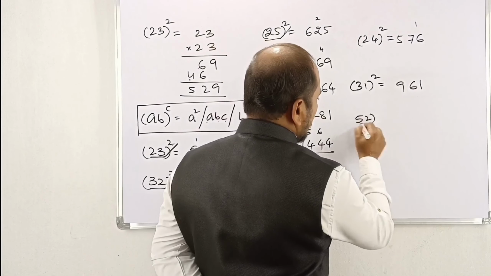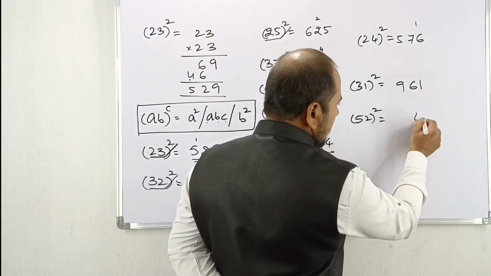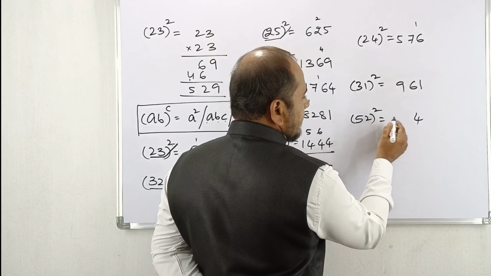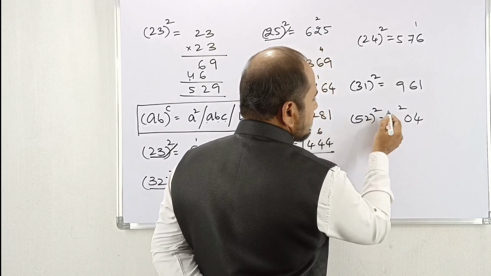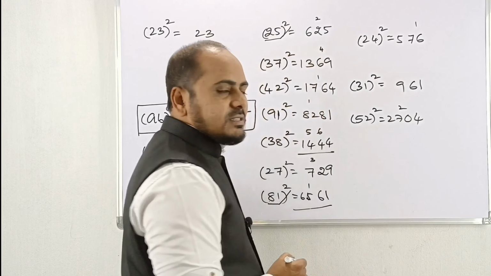If you take 52 whole square, it's very easy. 2 square is 4, 5 twos are 10, 10 twos are 20 upon 2. 5 square is 25, so 2704.